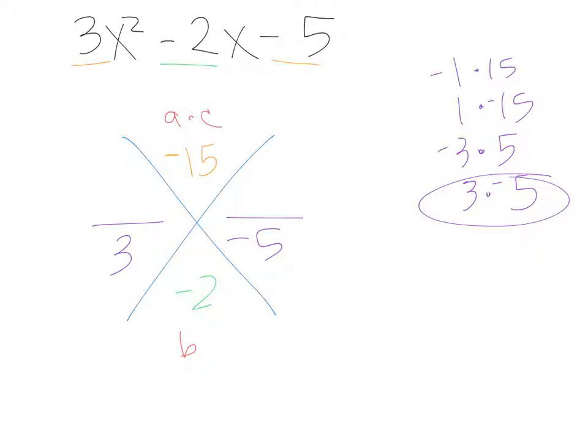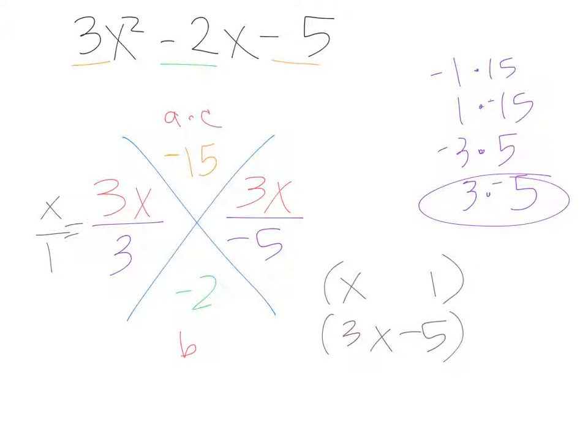Then on top of them, we put our A. So 3x, 3x. This is where it gets a little bit tricky. We have to see if there's anything that can be reduced. You will see that 3x over 3 can be reduced down to x over 1 because 3x divided by 3 and 3 divided by 3 become x over 1. So our first term is x and 1. Our second term is 3x and negative 5. Because it's negative 5, it's a subtraction. Because it's positive 1, it's a plus. And there are our factors.